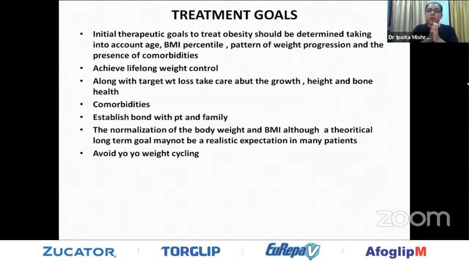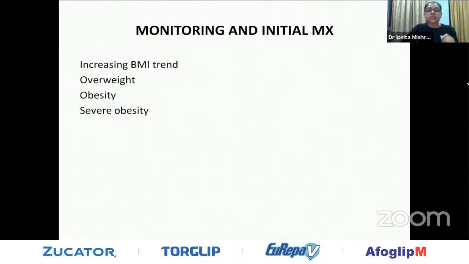Along with the weight loss, take care about the growth, height, and the bone health of the child. Look into the comorbidities, and establish a good bond with the patient and family, because psychosocial issues are very important. Always keep in mind that the theoretical long-term goal of achieving the expected weight may not be realistic, and avoid yo-yo weight cycling, which is common in adolescence, where there is a phase of weight loss followed by weight gain. These people have more cardiovascular risk.